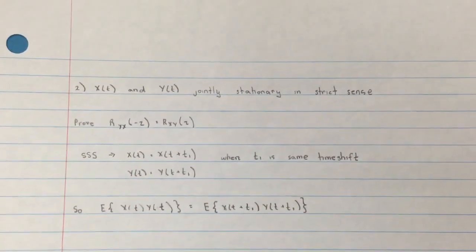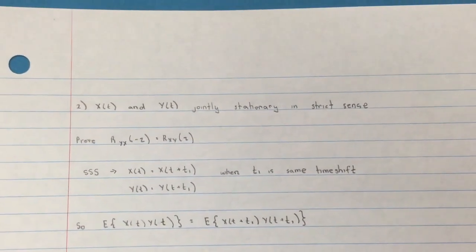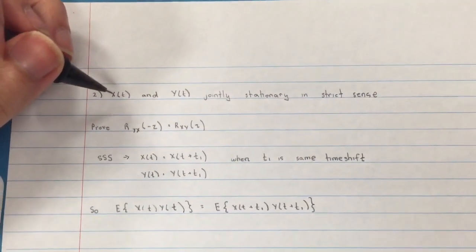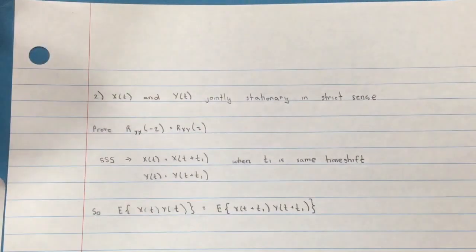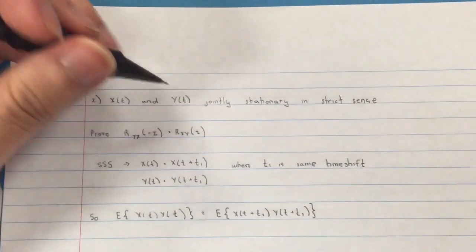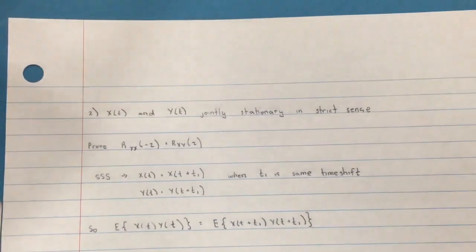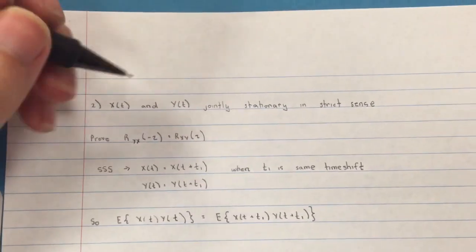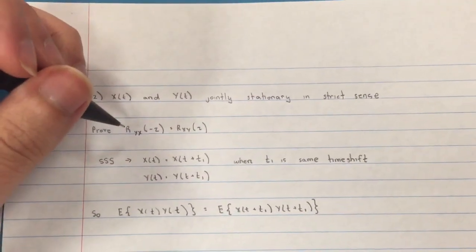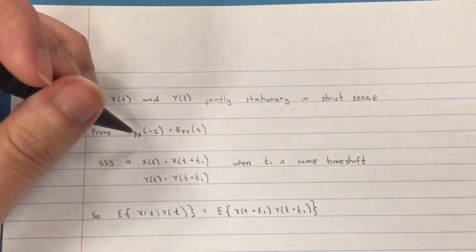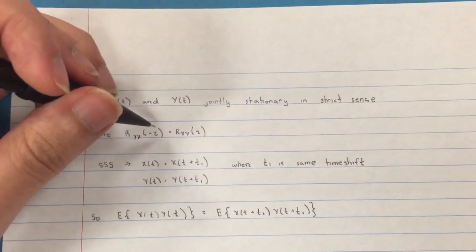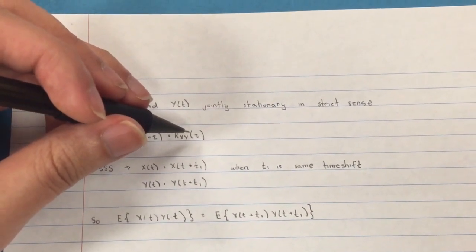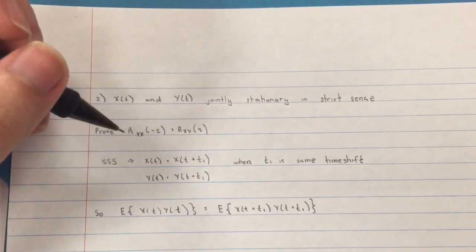Okay, so this is homework 11, problem 2. We're given two stochastic processes, x of t and y of t, and these two processes are said to be jointly stationary in the strict sense. Knowing that, we have to prove that the autocorrelation R_yx of negative tau is equal to R_xy of tau.